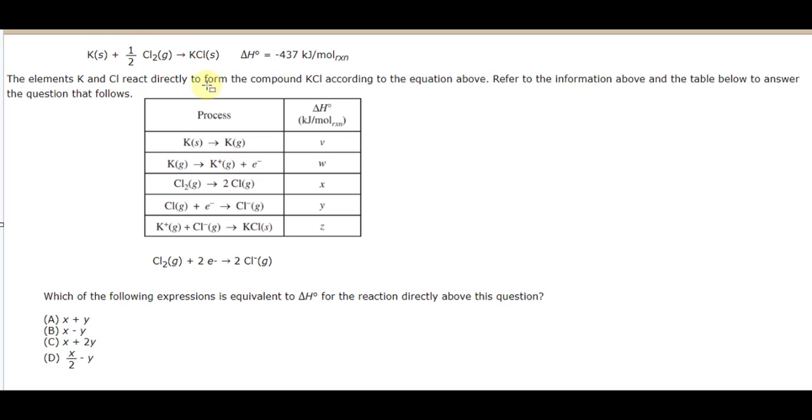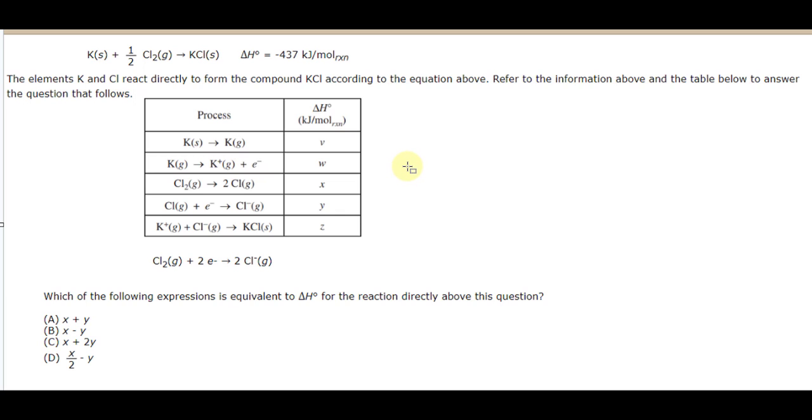The prompt that is used has an equation, potassium and chlorine reacting to make potassium chloride, and they give you the enthalpy change for the reaction. They describe the reaction, and then they give the data for the reaction done in a series of steps, the Born-Haber cycle. All these steps involved in this reaction. You would have read this ahead of time.